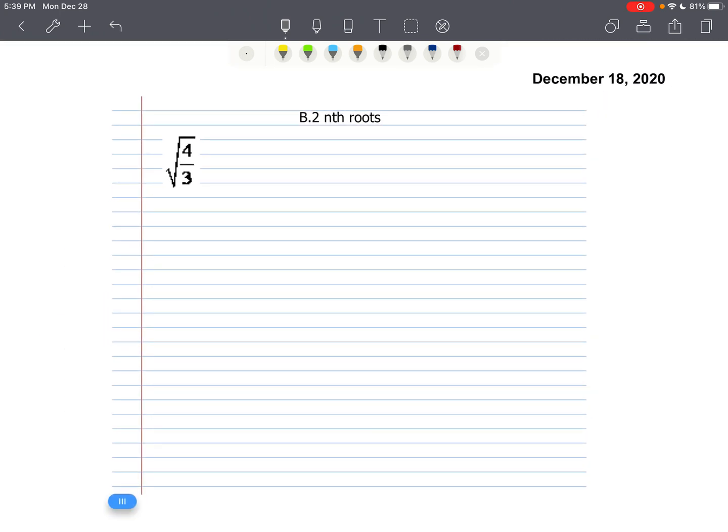So we've got the square root of 4/3. The square root of 4/3 is the same thing as the square root of 4 over the square root of 3. The square root of 4 becomes 2 over the square root of 3.